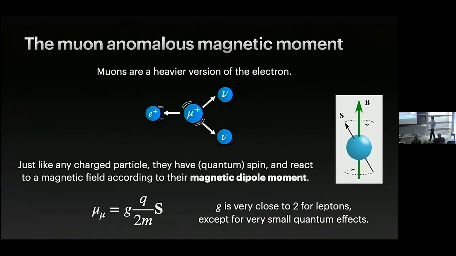What happens here is there's a quantity, which is an inherent property of the muon, that tells you how strongly this muon interacts with this magnetic field, and what that precession around the magnetic field axis looks like. So this quantity is described by this prefactor g, where here you see the magnetic dipole moment mu of the muon is described by the charge of the muon, the mass of the muon, and its spin. And g is a number that in quantum mechanics is very close to 2, except for very small corrections coming from quantum effects.